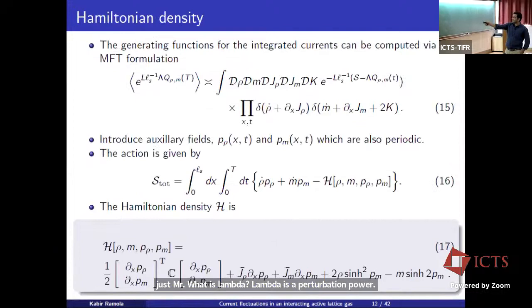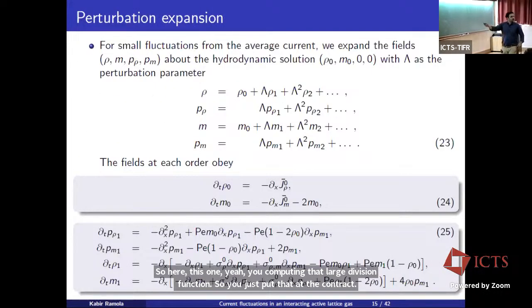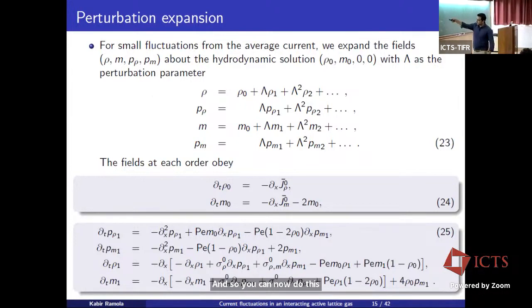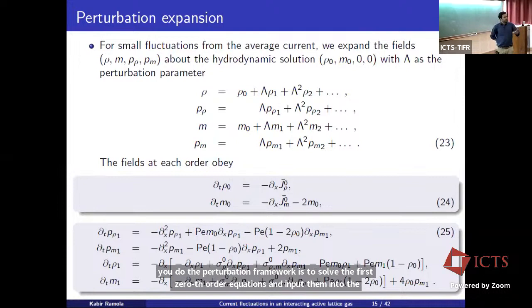So let me, yeah, exactly, in the large deviation function. Here, this one. You're computing that large deviation function, so you just put that at the conjugate. And so you can now do this expansion, and now you can get fields at 0th order, fields at first order. The general technique that people have been following, if you do the perturbation framework, is to solve the 0th order equations and input them into the first order equations and then derive the currents.